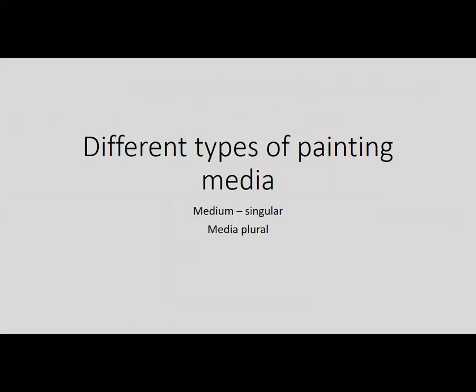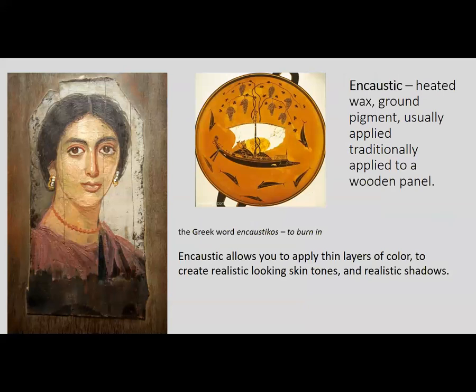Now we're going to talk about the different kinds of painting media. Medium is the singular, media is the plural. The first one is encaustic. Encaustic is heated wax mixed with ground pigment, and it's usually applied to a wooden panel.